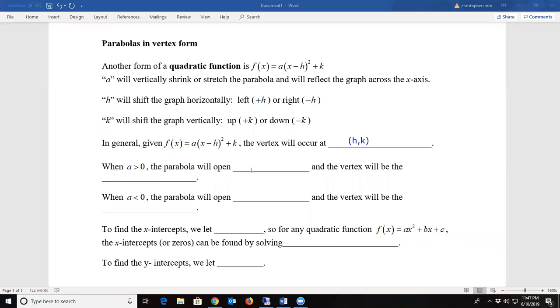When a is positive, the parabola will open upward, and that will make the vertex a minimum. When a is negative, that parabola will be flipped across the x-axis, and the parabola will open downward, and that vertex will be a maximum.